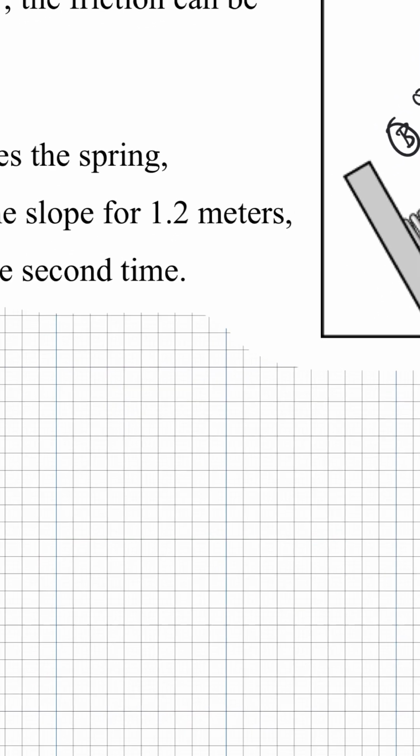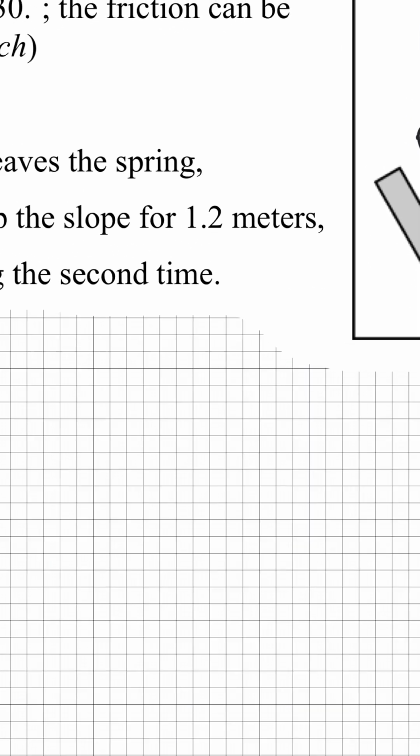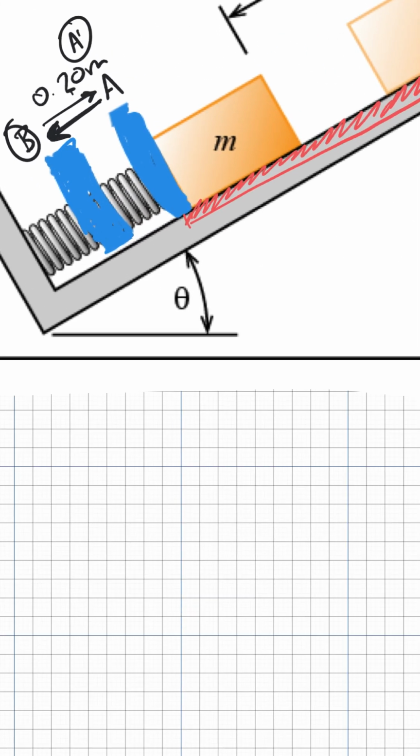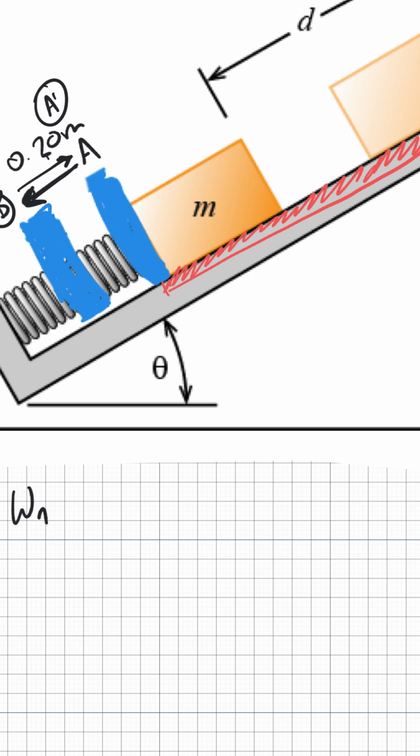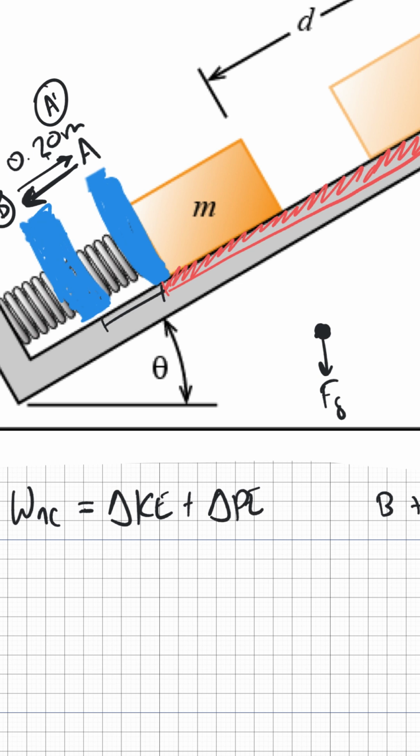Let's start, and let's imagine this mass that's moving up and down this thing. The formula for this: work non-conserved equals a change in KE plus the change in potential energy. Because we say that there's no friction here, that means when I draw my free body diagram, what forces are on the mass? Well, we've got gravity going down. We don't have friction from B to A prime. This is going to be my final, and this is going to be my initial.